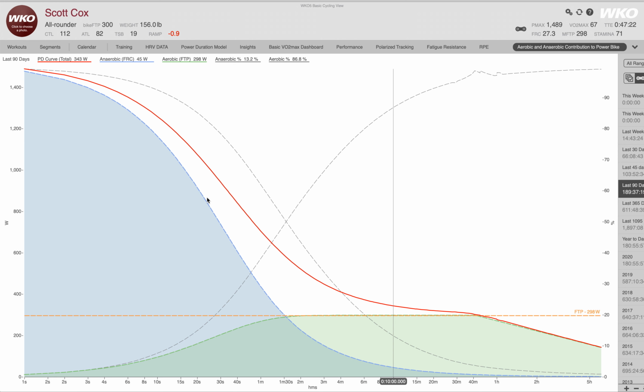We can get into this chart here. This is the anaerobic and aerobic contribution. So this is for my data here. Again, you can see I'm an all-rounder currently, based on the data it has. And this is my power duration curve in red. The blue is my anaerobic ability, and the green is my aerobic ability, or what those systems are contributing to this overall power. So if you add these up, they turn into this red line here.